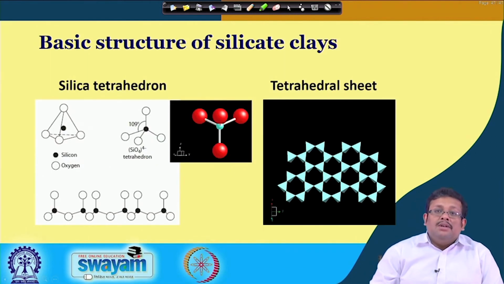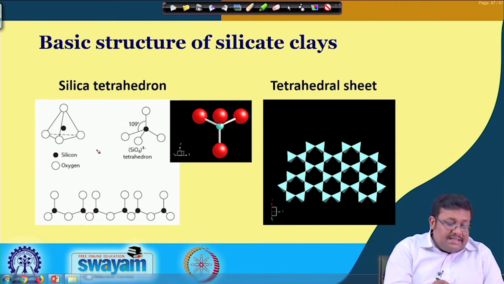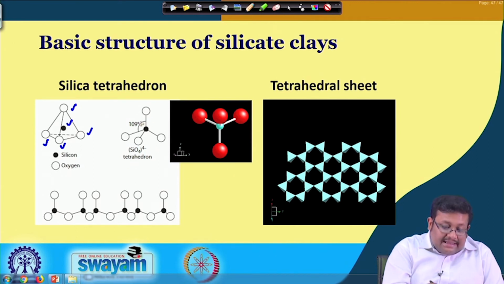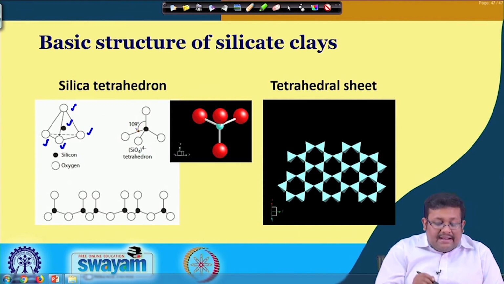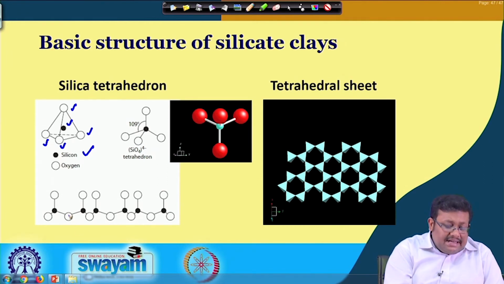So, let us focus on the silica tetrahedra and their related structures. As I have discussed, this is the silica tetrahedron, which is composed of 4 equidistantly placed oxygen atoms, and inside there is a silicon atom. The building block is obviously SiO4 minus, and the angle is 109 degrees, and this is an individual silica tetrahedron.